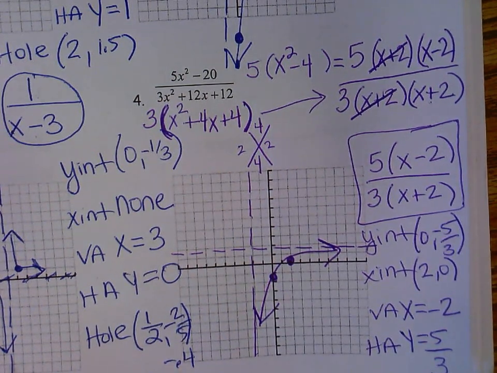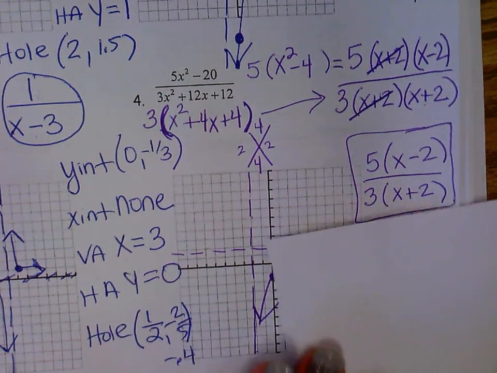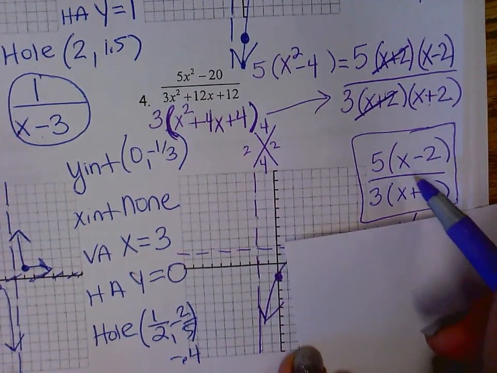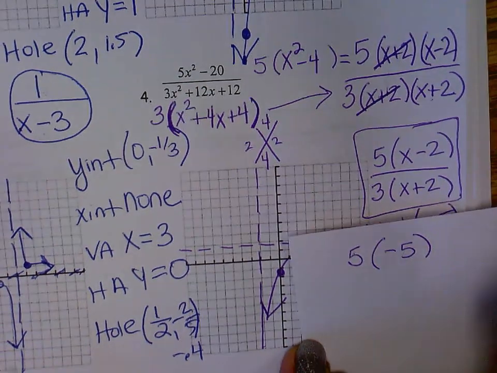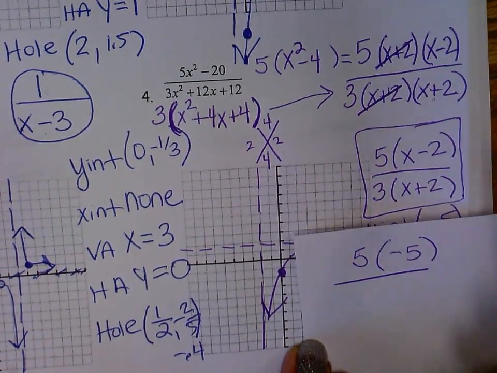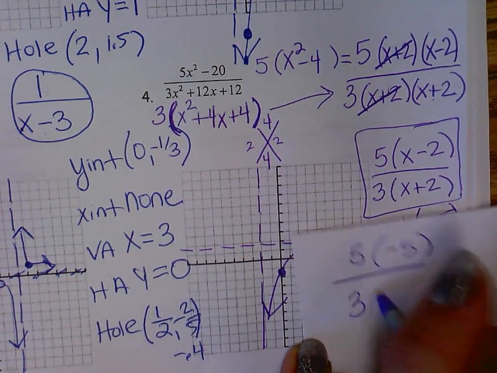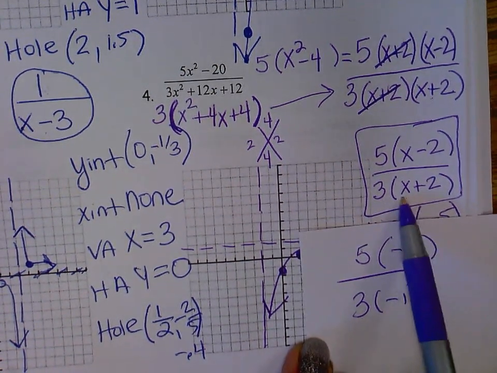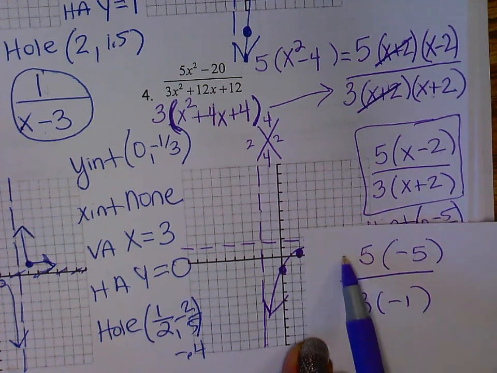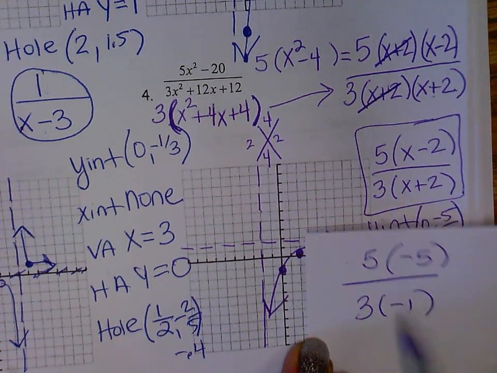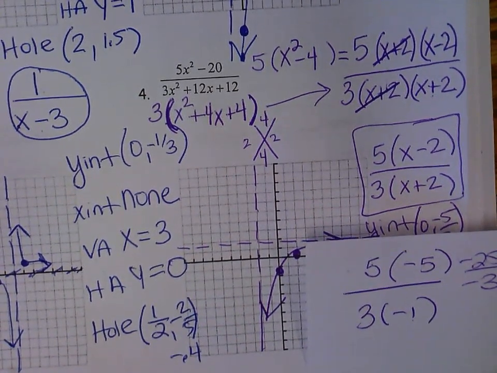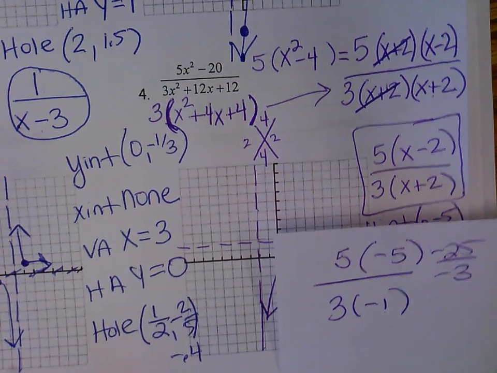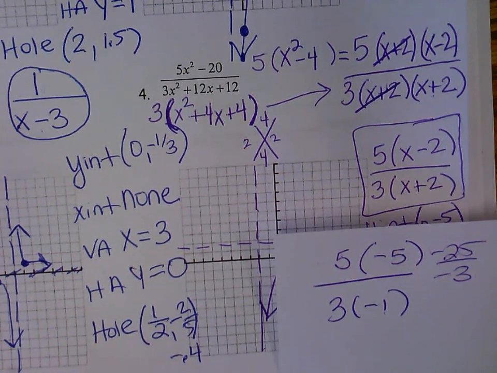I'm kind of running out of room here. Maybe I'll just do it so that you can see what it would be. I'm plugging in -3. So that would give me 5 times -5 on top, right? Because -3 minus 2. And then that would give me 3 times -1 on the bottom, because I'm plugging -3 in. -25 divided by -3 is positive 25 thirds. What, 24 divided by 3 is 8, so like just over 8, right?